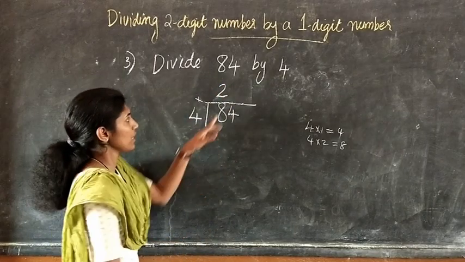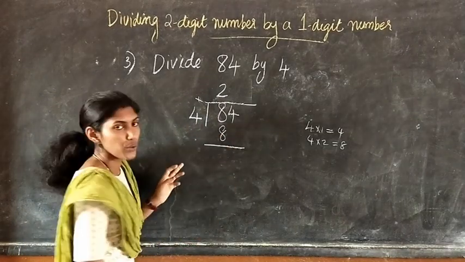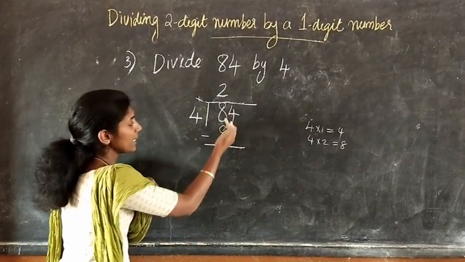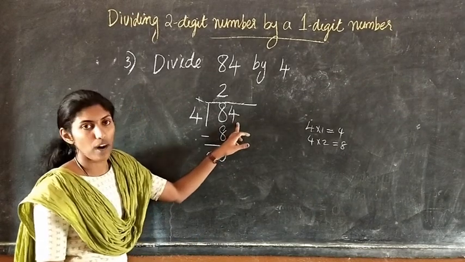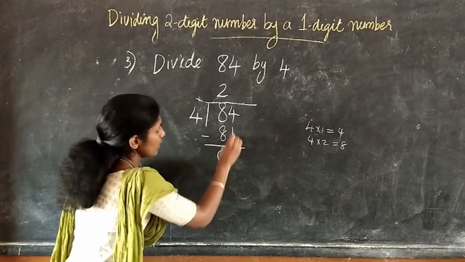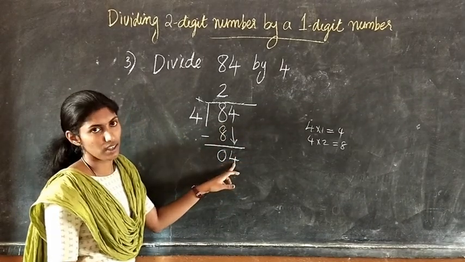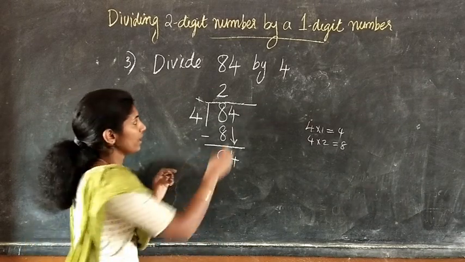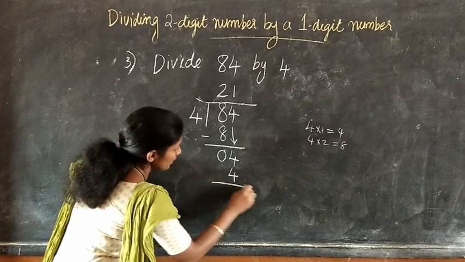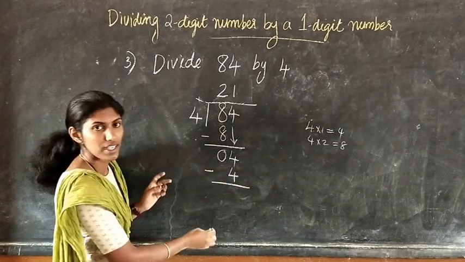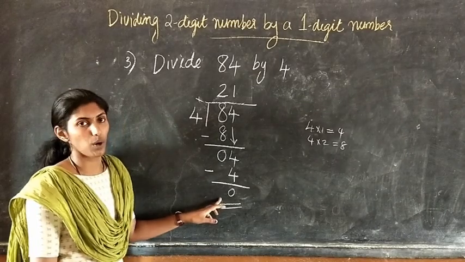Then we have to multiply 2 into 4. That is equal to 8. And what we have to do? Yes, we have to subtract 8 minus 8, 0. Then we have to bring down the ones digit of the dividend, that is 4. Then 4 divided by 4. What is the answer? We learned that it is always 1. So write 1. Then 1 into 4 equal to 4. Then subtract. 4 minus 4, 0. Here also we got the remainder as 0.